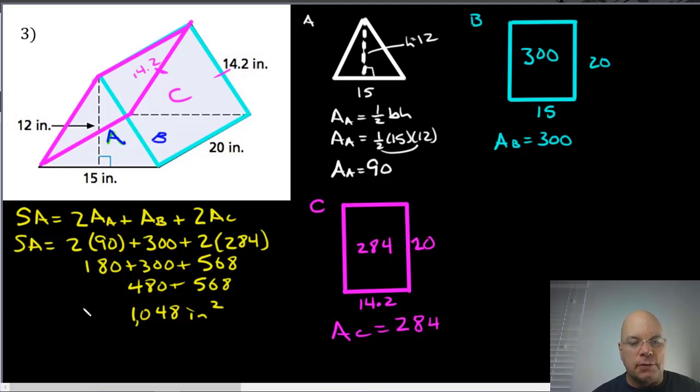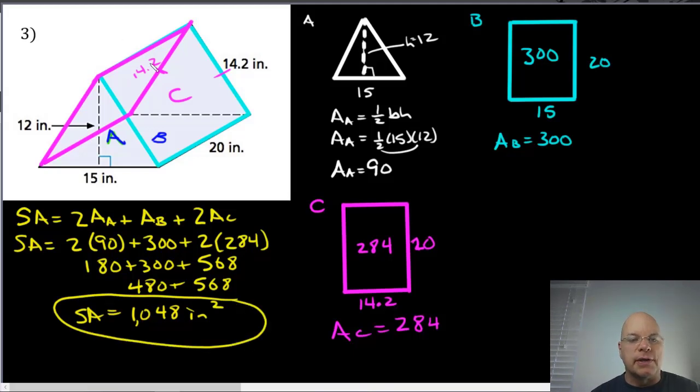Not cubed. You might think it should be cubed because it's a 3-dimensional object, but remember, we're finding surface area. Surface area is literally the sum of the areas of all the surface faces. And so I'm just double checking my math there, and that's right, 1048.